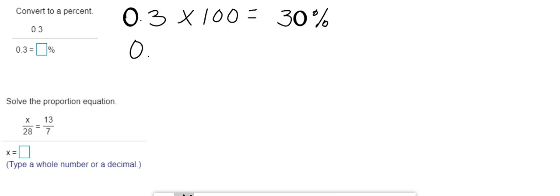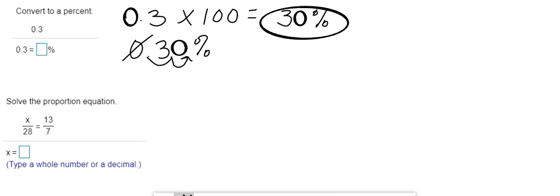Or you could just think of it as moving the decimal place 2 places to the right, putting in a 0, putting a percent sign, and dropping that first 0 that's not needed. Either way, you get 30% as your final answer.